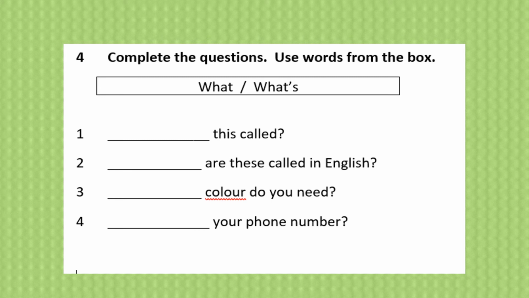Okay, now I think you've paused the video, so now let's check the answers. Number 1, what's the answer? Excellent. What's this called? You use this question when you don't know the name of something. Number 2, are these called in English? So here we have are, so we use what? What are these called in English? Also, you use this question when you don't know the meaning of words in English.